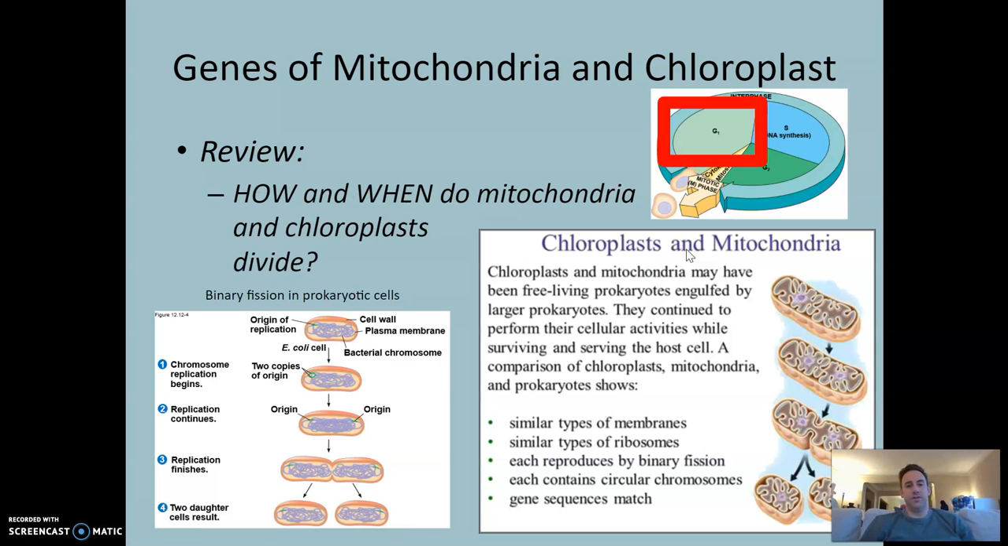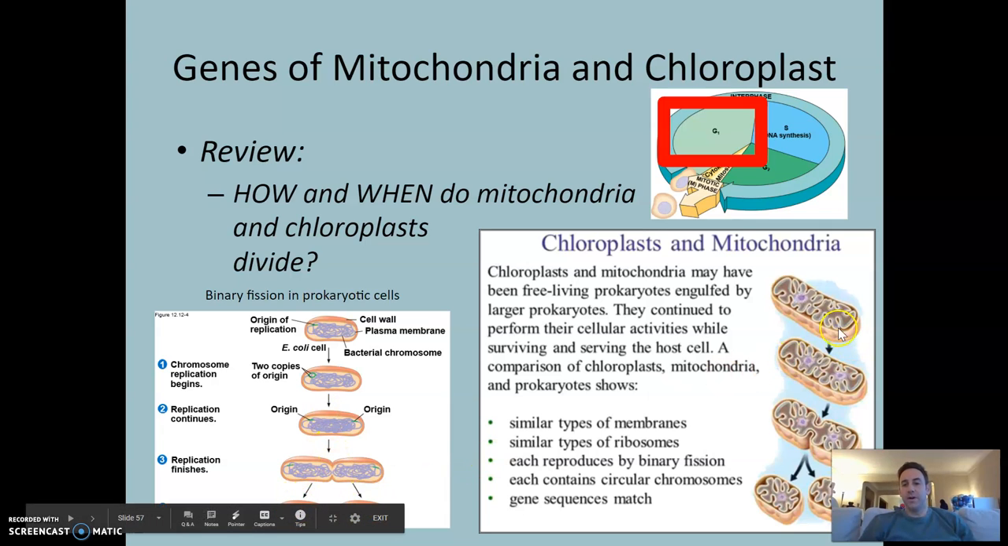How and when do mitochondria and chloroplasts divide? So as for the how, they use this process called binary fission. So here it is in prokaryotic cells. Single cell, it grows, it copies its DNA, it grows a little bit more, and then it splits into two identical copies. Mitochondria and chloroplasts do the exact same thing. They grow, they make a copy of their DNA, and then they split. And that is how the cell makes more copies of its mitochondria and chloroplasts.